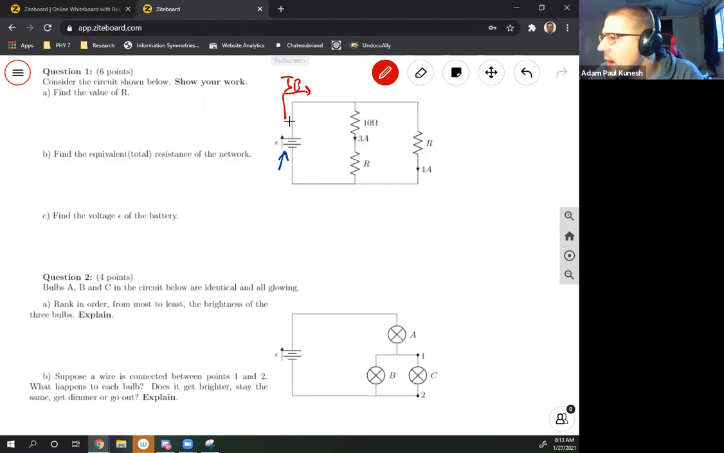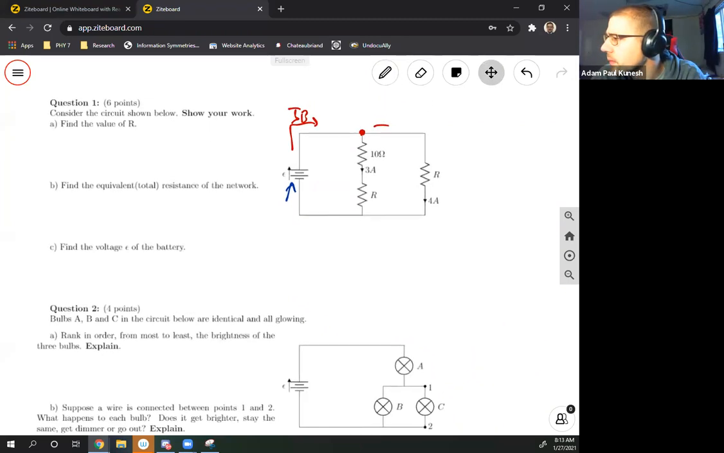When the current hits a junction, it has the option to split. So I'm going to call this one I1. I'm going to call the one that goes down I2.